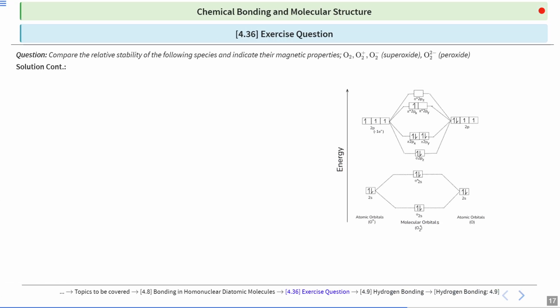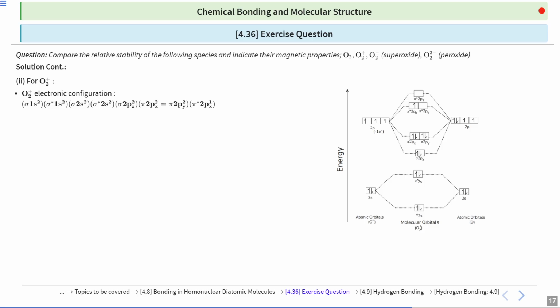If I do it for the O2 plus, there is a small change. What is that change? The total number of electrons for the normal O2 will be 16, that is 8 plus 8. But here we have a plus sign upon this molecule. This indicates that one electron will be less. If there is one less electron, then the total electron count will be 15.